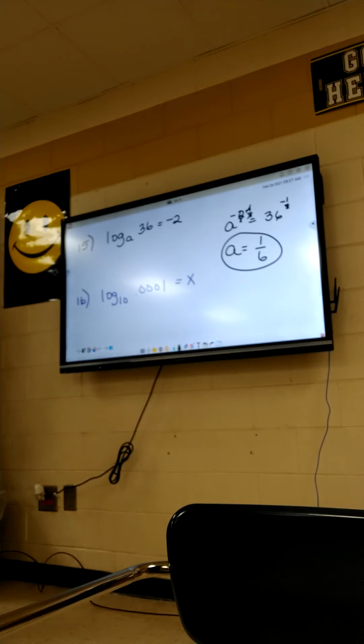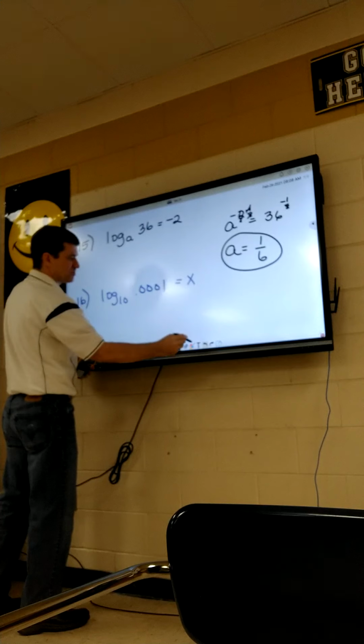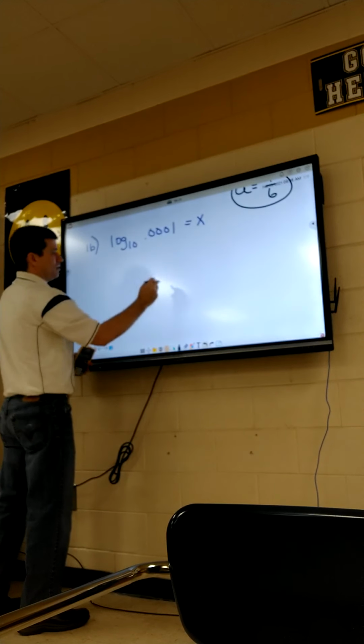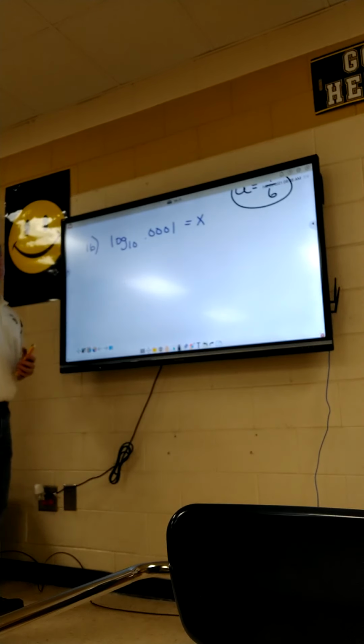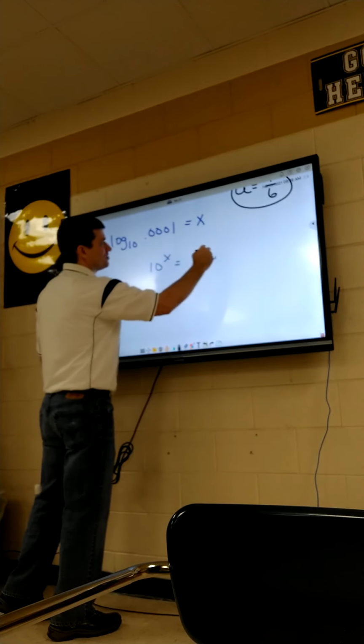All right, so we're going to set 16 up just like we set up 15. Y'all are going to set it up as an exponent problem first. So who can set it up? It'll be 10 to the x. 10 to the x equals 0.0001.